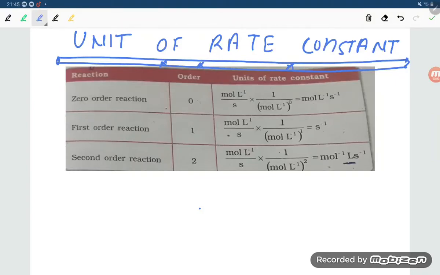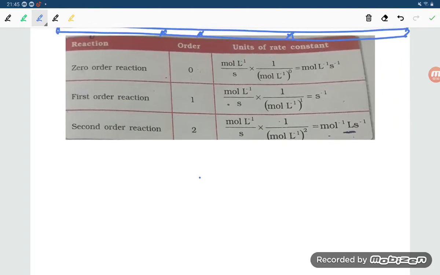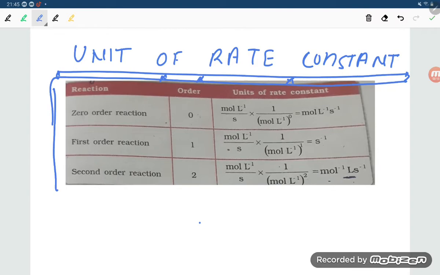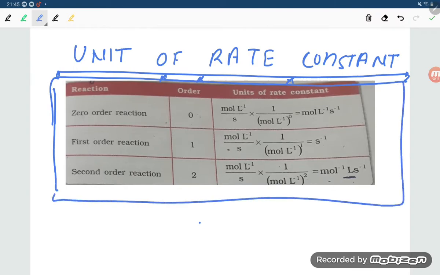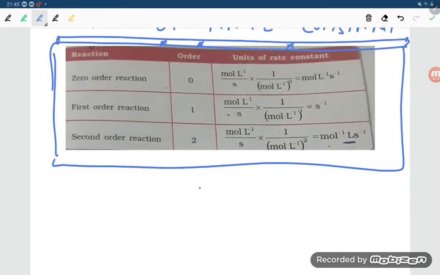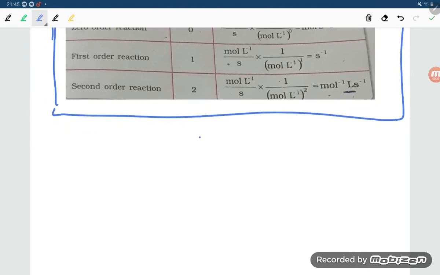Hello students, now I am going to explain the unit of rate constant. First of all, there is a table, but if you see the table initially, you won't be able to understand it unless you know the derivation. So dear students, how do we find the unit of rate constant?